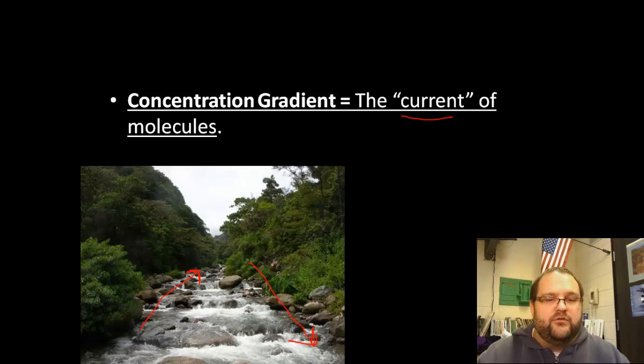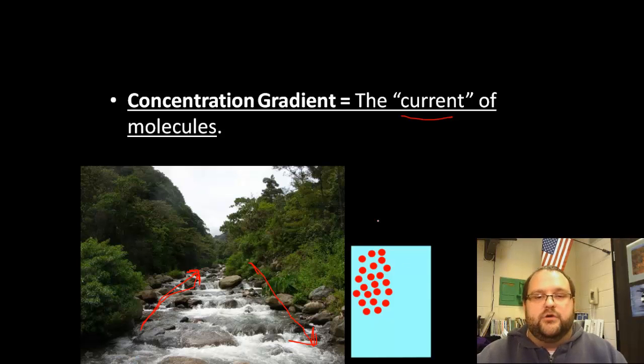So if we move molecules where they naturally want to go with the stream, we don't have to spend any energy. But if we want to move a molecule against the stream where they don't naturally want to go, we have to expend some energy. That's going to be active transport. So in diffusion, the molecules naturally want to spread out, so we don't have to spend any energy. They naturally want to go with this concentration gradient from an area of high concentration to an area of low until they're all spread out.